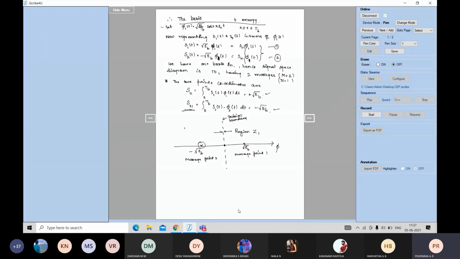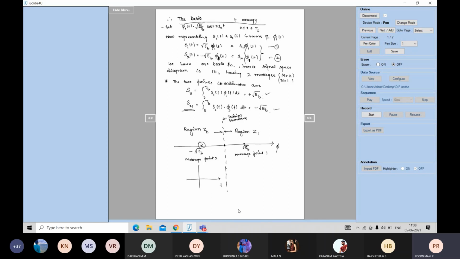And this is termed to be region Z2. Now, this signal space diagram is representing the complete signal as well as its basis function with coordinates. So let me represent how S2 of t will be transmitted.